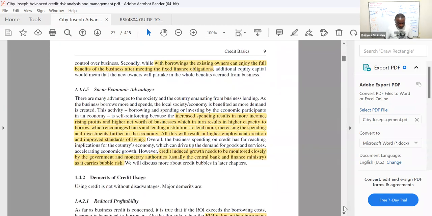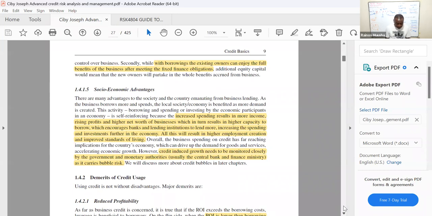The other advantage is to do with the socio-economic advantages. And here they say, I'll read from the beginning of the paragraph. So here they say, there are many advantages to the society and the country emanating from the business lending. So as the business borrows more and spends, the local society or economy is benefited as more demand is created.